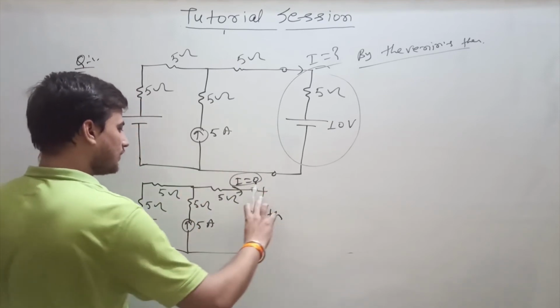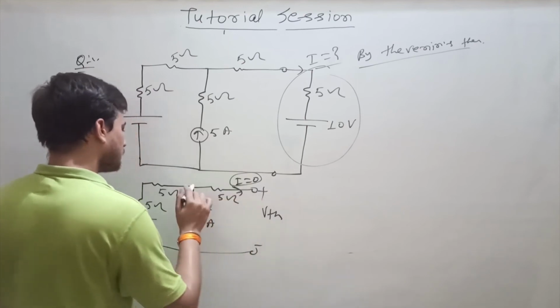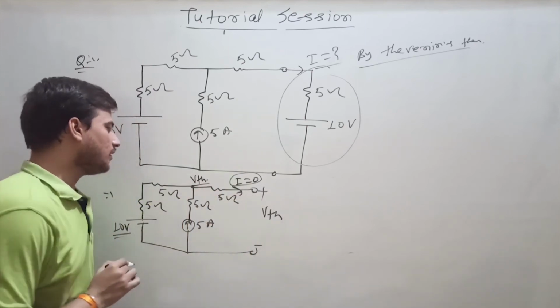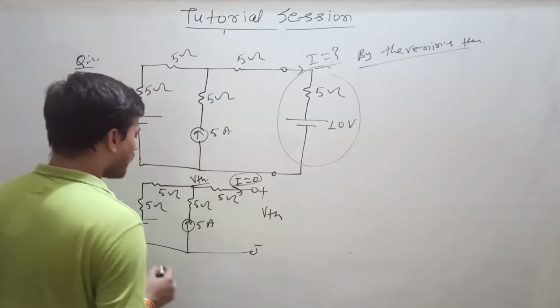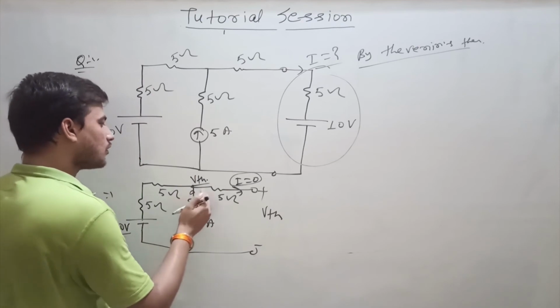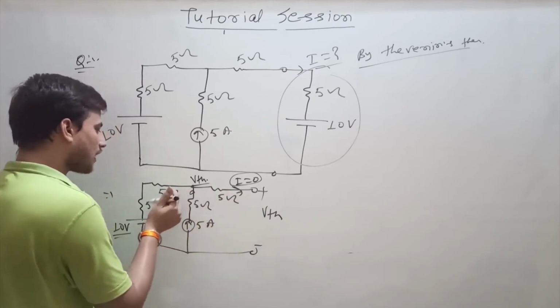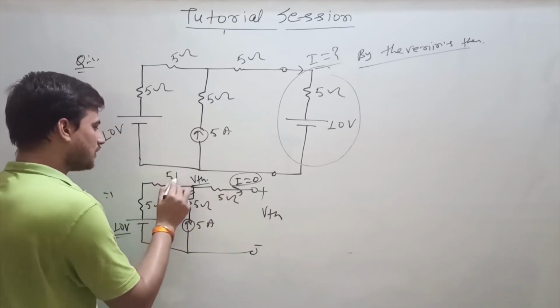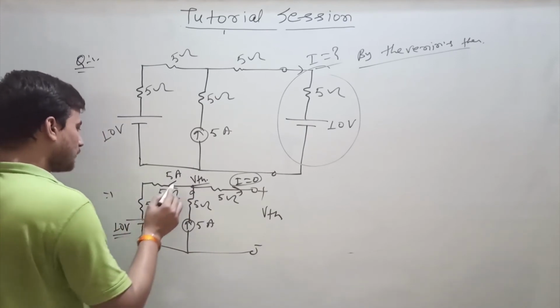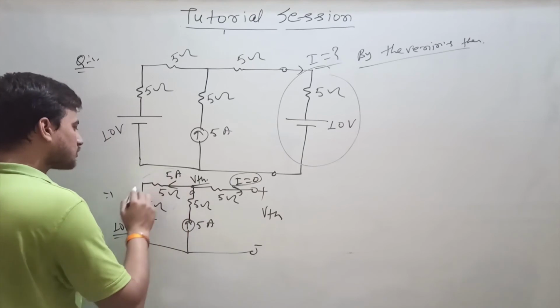Then if the potential is VTH here, so here also the potential will be VTH. So now you see 5 ampere current is coming out from this one. This current will not go to this branch. So the total current will come through this branch. It will be 5 ampere. If this current is 5 ampere, then you can easily apply Ohm's law here to find VTH.